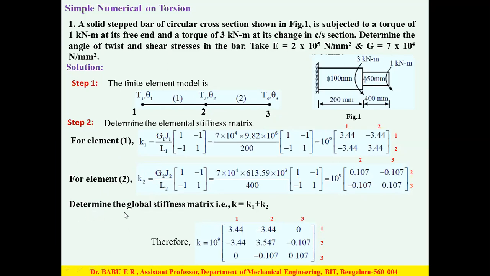Next, you have to find the global stiffness matrix, represented as K, which equals the sum of the stiffness matrices, that is K1 plus K2. In both cases I have removed 10 to the power of 9, so here also I will keep 10 to the power of 9 outside. Since we have 3 nodes, the size of the matrix will be 3 by 3. Represent here 1, 2, 3, 1, 2, 3. Now I have to write down the elements of this: K11, K12, K13.